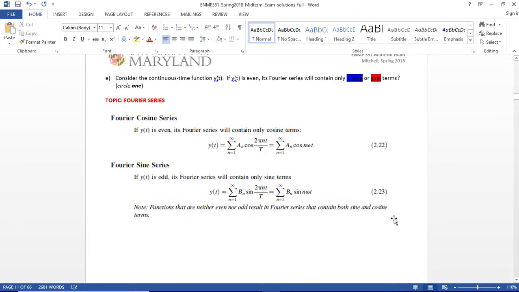Question 1E, this is asking about even and odd functions. If you recall, this was in the Fourier series lecture. And version 1 of the exam says, well, if the analog signal, the continuous time function, is even, it'll have only cosine or sine terms. Well, if it's even, it only has cosine terms, right? Because it's symmetric about the y-axis. On the other hand, if the function is odd, it'll have only sine terms. So that would be version 2 of the exam.